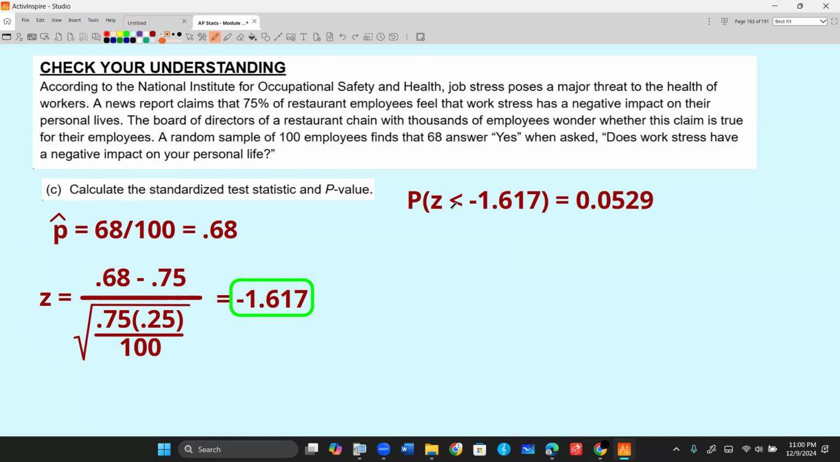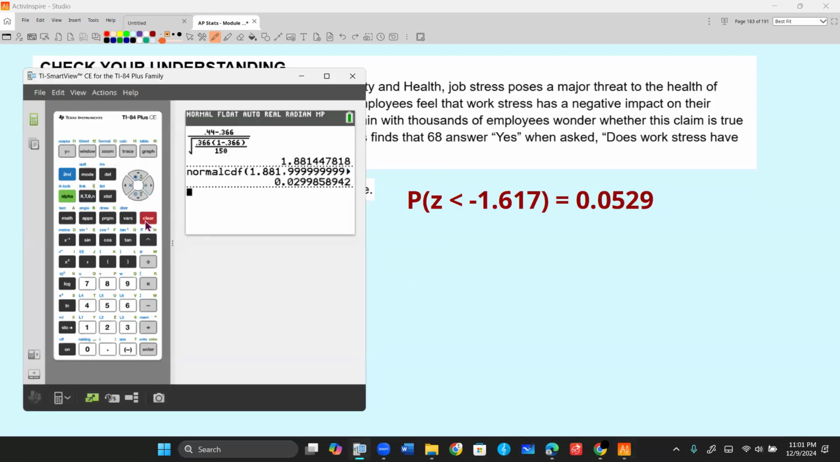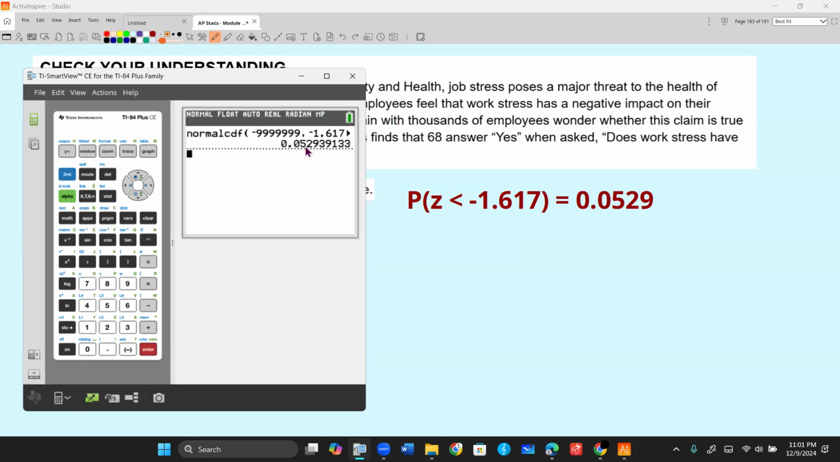Let's do a normal CDF. So you're going to do normal CDF, z is less than negative 1.617. Now you might say, well, why less than? Why not greater than? We go in the more extreme direction. So if it's a negative z-score, we have to go less than that number. So we want our small number to be negative infinity. We always want our negative number to be the upper bound in a normal curve if we're going in the more extreme direction. So that's your 5.29%. You can round that to 5.3% if you want.